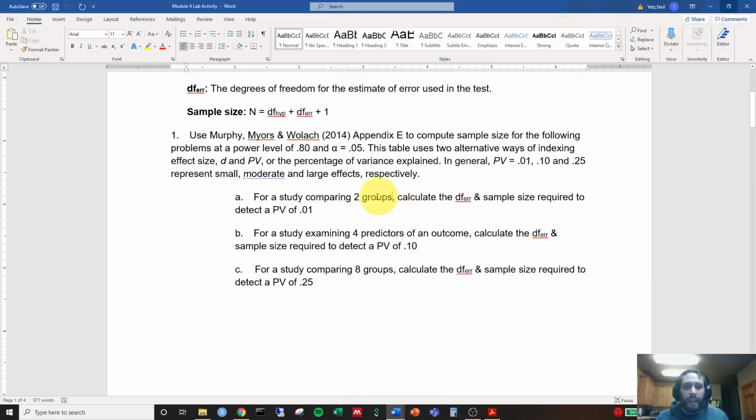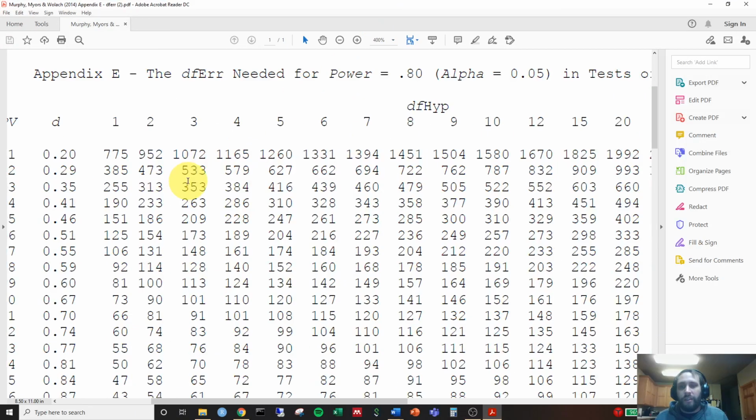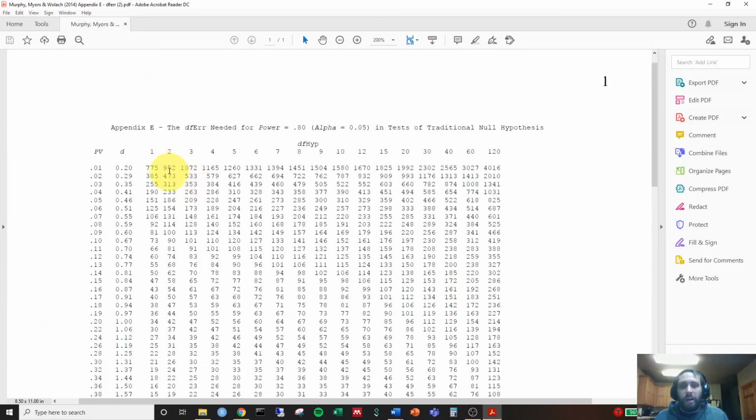So we have two groups. We need the DF error, and our PV is 0.01. So if we go to our table, we'll remember that our DF hypothesis is the number of groups minus 1, so that's 1. And our effect size is to the left of 0.01, so we have 1.01. We go over, our DF error is 775.